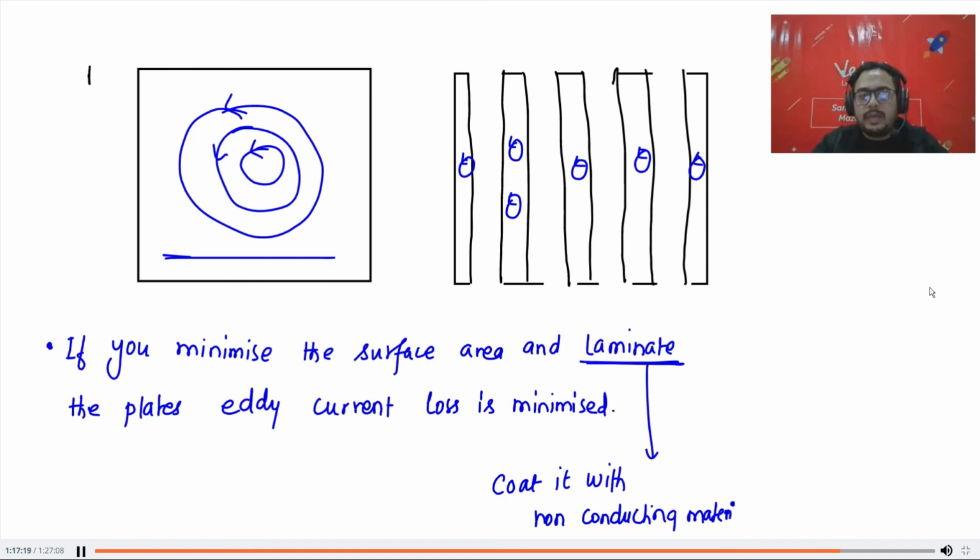Earlier they were both conducting, everything was conducting, so they could form a large loop. Now because a coating of insulated material has been done, there is no contact between them. So they can form smaller loops. So small eddy currents means smaller heat loss. Okay. Any more doubts?